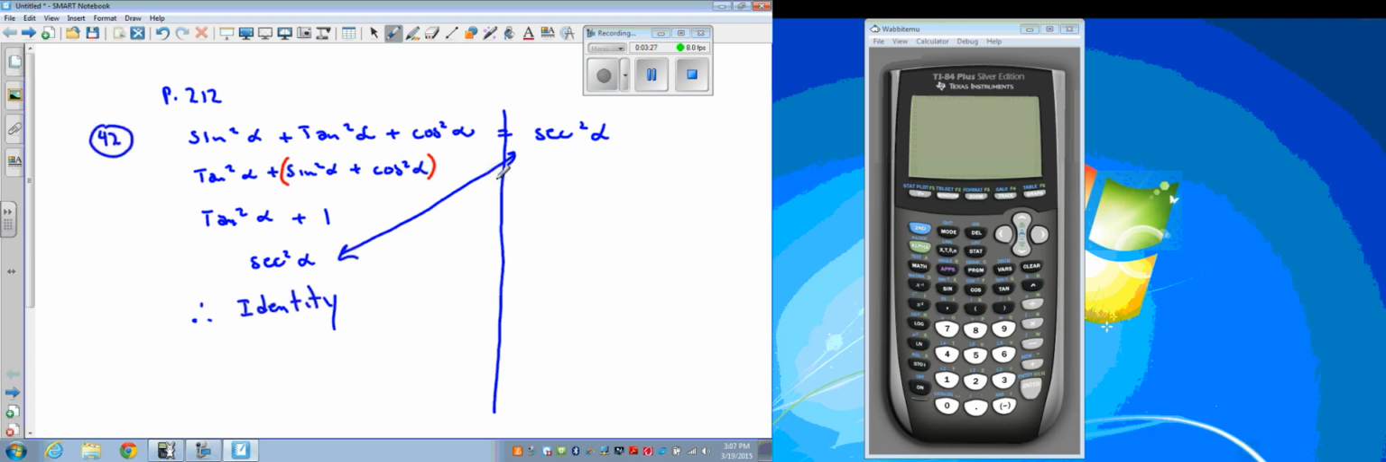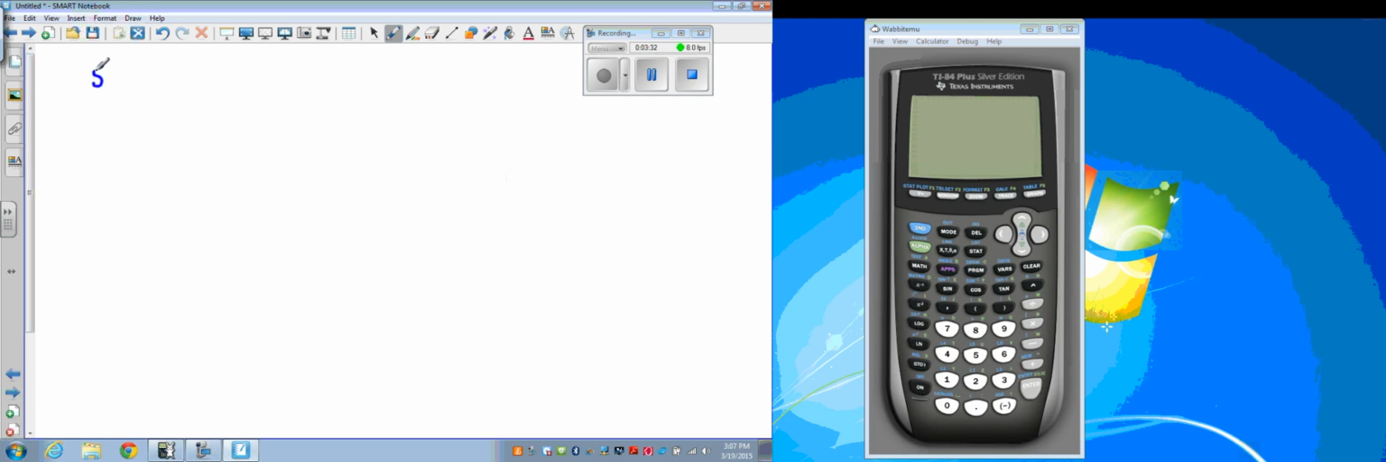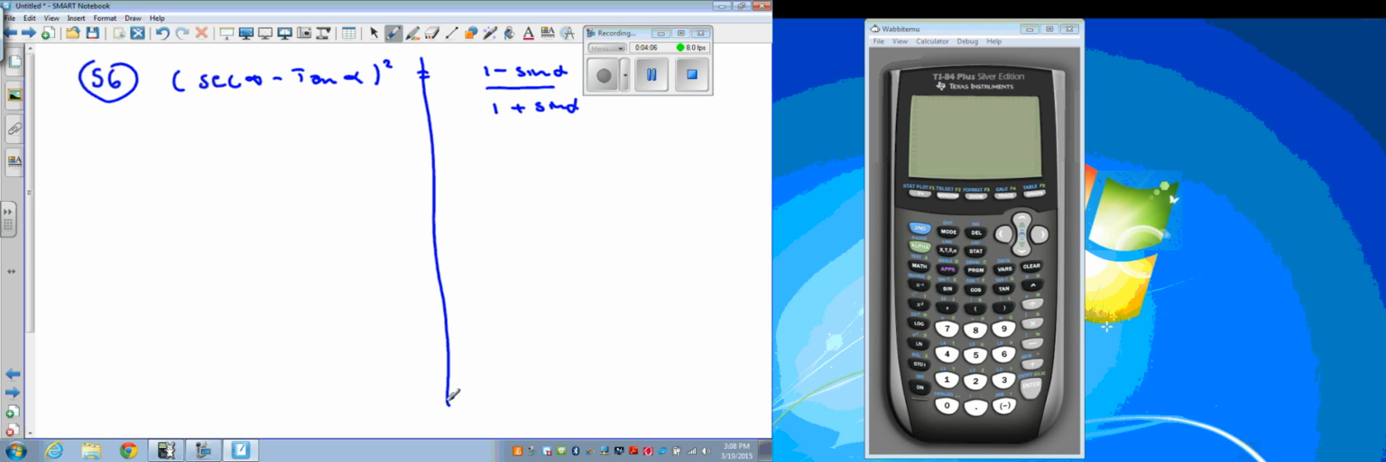Okay. Now what we'll do next, we'll look at 56. Secant alpha minus tangent alpha, this is the quantity squared, equals 1 minus sine alpha over 1 plus sine alpha.